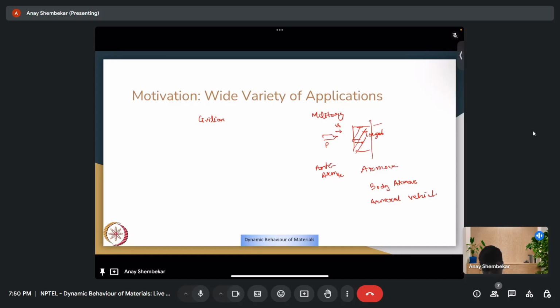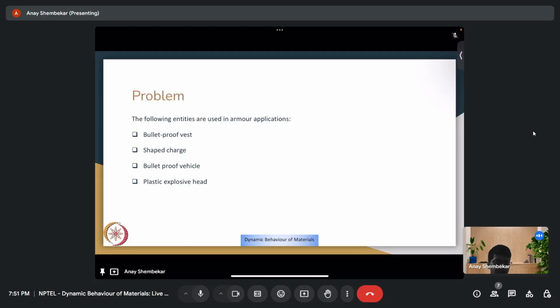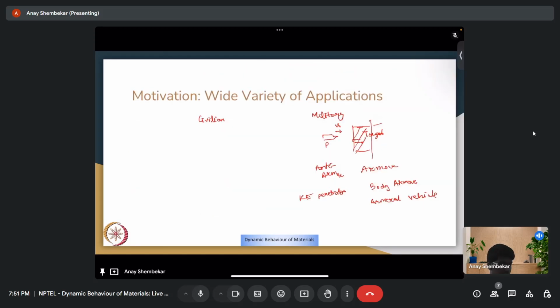Flip this around, what would an anti-armor be? An anti-armor would be a projectile which penetrates using some mechanism. So you could have something called a kinetic energy penetrator. What is a kinetic energy penetrator? You have a very heavy metal rod like tungsten, of a considerable size, and then you launch it at sufficiently high speeds so that it can transfer that very high kinetic energy into the armor material in an attempt to break it.